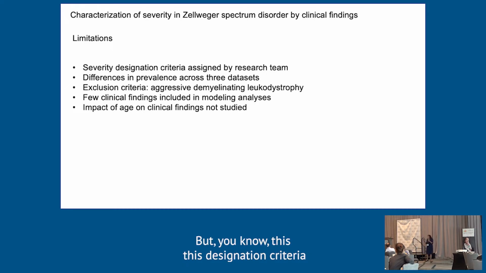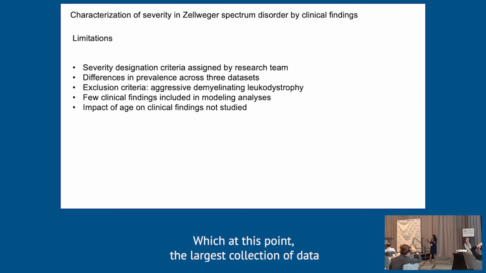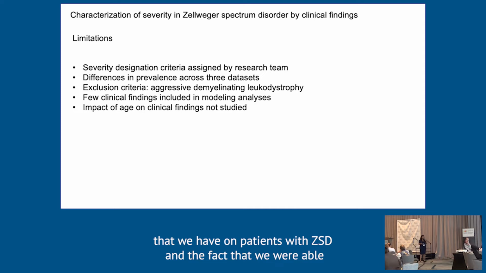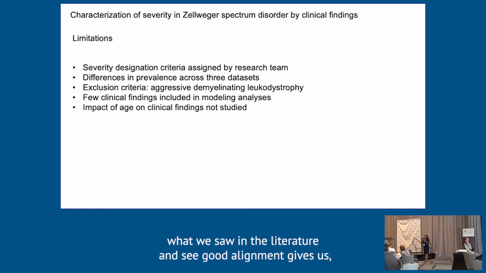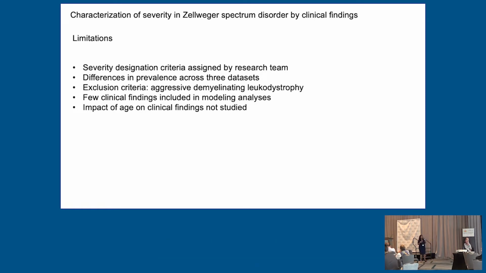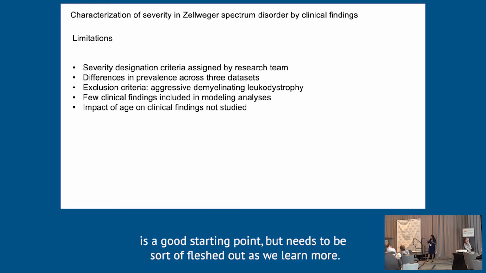But this designation criteria that Christine came up with was based on the natural history study, which is at this point the largest collection of data that we have on patients with ZSD. The fact that we were able to apply this criteria to what we saw in the literature and see good alignment gives us at least some confidence that this criteria is a good starting point, but needs to be fleshed out as we learn more.